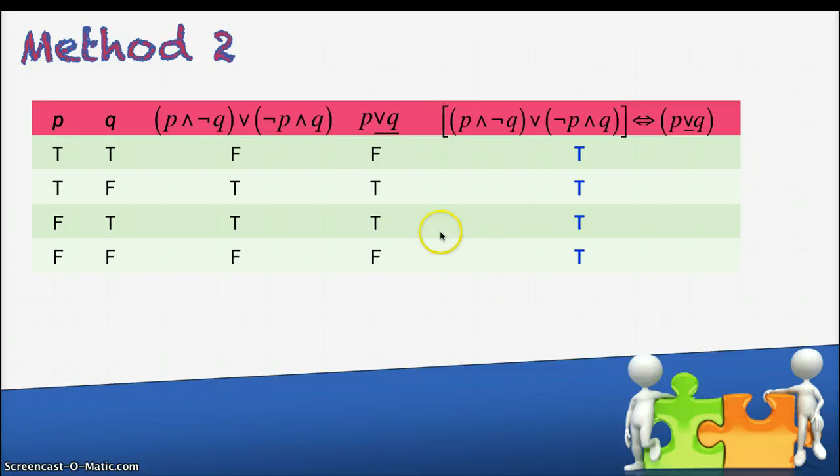Okay, let's look at method 2. If you have a table, and this is a long one, this is the same as what we did. I just wrote the values here, FTTF, FTTF, and combined them together. This is from the first slide. And then I use the biconditional to get the truth value for the last entry.